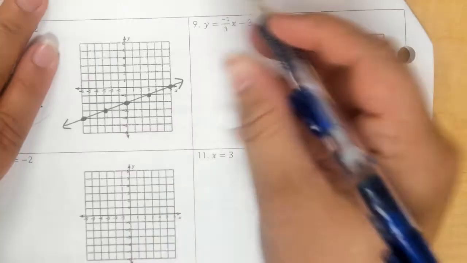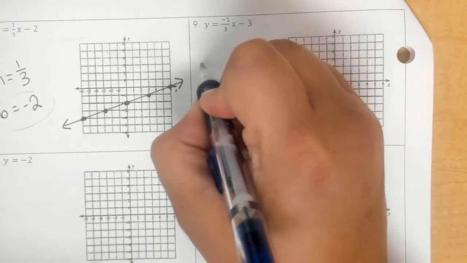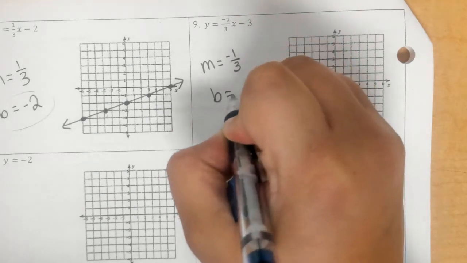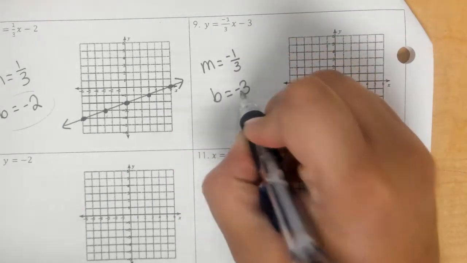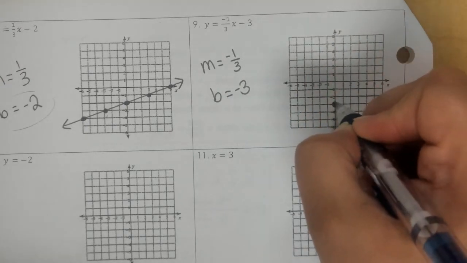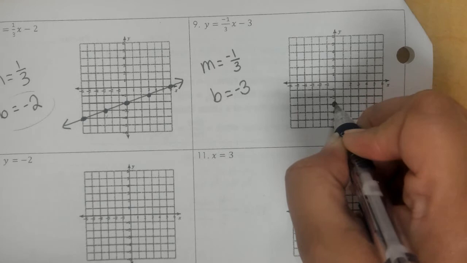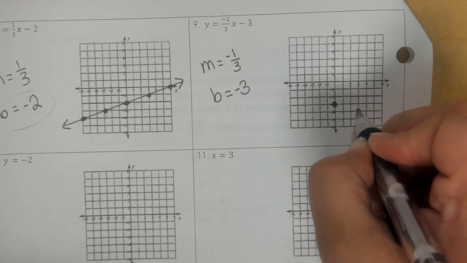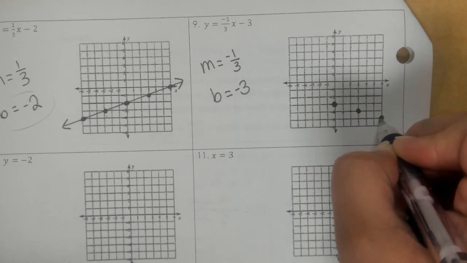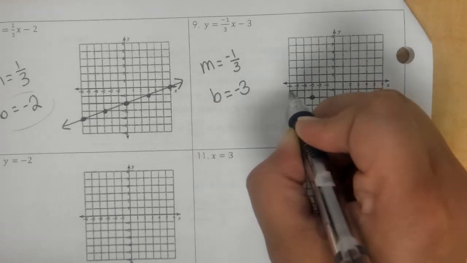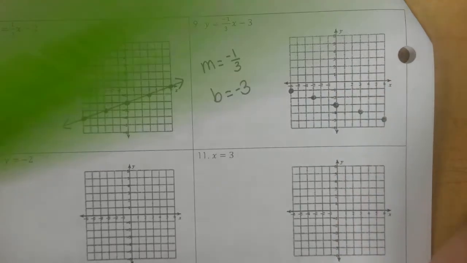Okay, in number 9, we also have a slope of -1/3. And b is -3. So from the y-axis, we go to -3. And then our slope would be down 1, right 3, since 3 is positive. And then up 1, left 3, to go the opposite direction.